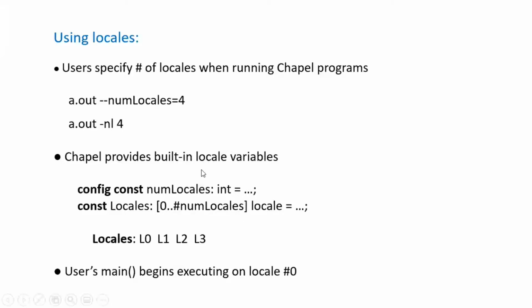Chapel provides built-in locale variables, which are config constants. For example, if we use 4, you will have locales 0, 1, 2, and 3. The main code in Chapel always starts on locale 0, so running the main code runs one thread on locale 0. Okay.